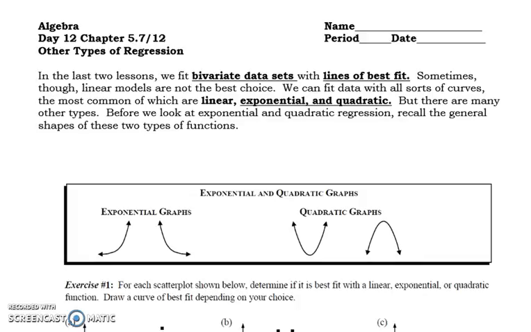In those cases, sometimes they might fit a curve, and we can talk about exponential curves or quadratic curves. There are many other curves the data values could look like, but for this year we're going to focus on linear, exponential, and quadratics. Today we're going to look at doing exponential regressions and quadratic regressions, and they are done in very much the same way that linear regressions are done.